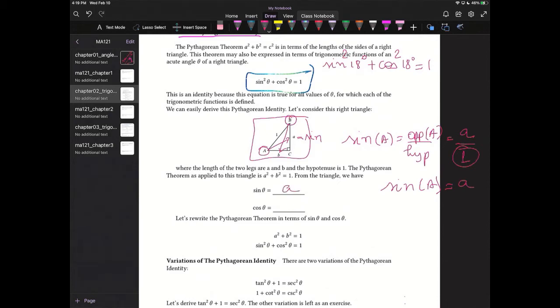The same thing can be obtained for b, which is cosine. So if from the Pythagoras theorem you have that a squared plus b squared equals 1 squared, and then you replace a squared with sine squared and b squared with cosine squared, you get the trigonometric identity.